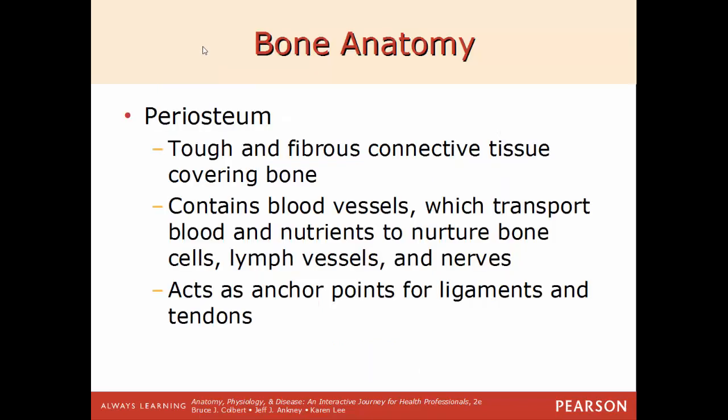Now we'll move into the anatomy of bone. First, we'll start off with the outermost lining, the periosteum. This is a very tough, very strong layer of connective tissue that will cover the entire outside wrapping of the bone. This is where you'll find the blood vessels, which will transport blood and nutrients to nurture the bone for bone growth. Also, you'll have the lymph vessels and the nerves found here. This is what will act as an anchor point for ligaments and tendons.